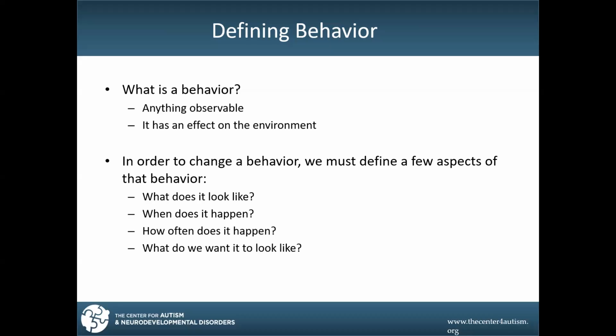Next, what do we want the behavior to look like? For example, we may want a child to use their words to ask for what they want or engage in a coping skill, such as taking deep breaths when they're upset. Finally, when do we want the behavior to happen? Or how often do we want it to happen? Some behaviors are only inappropriate if they occur too often or at inappropriate times. Take, for instance, a child who's crying. It may be inappropriate when the crying begins to happen too frequently or for too long.